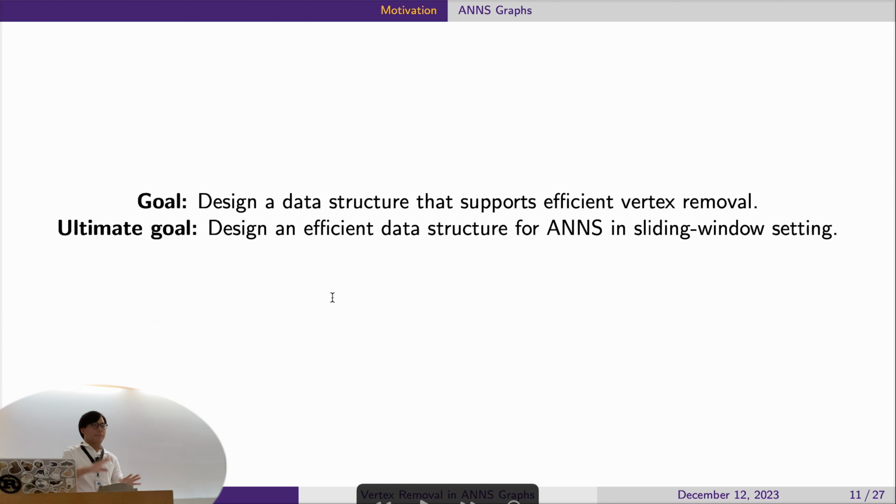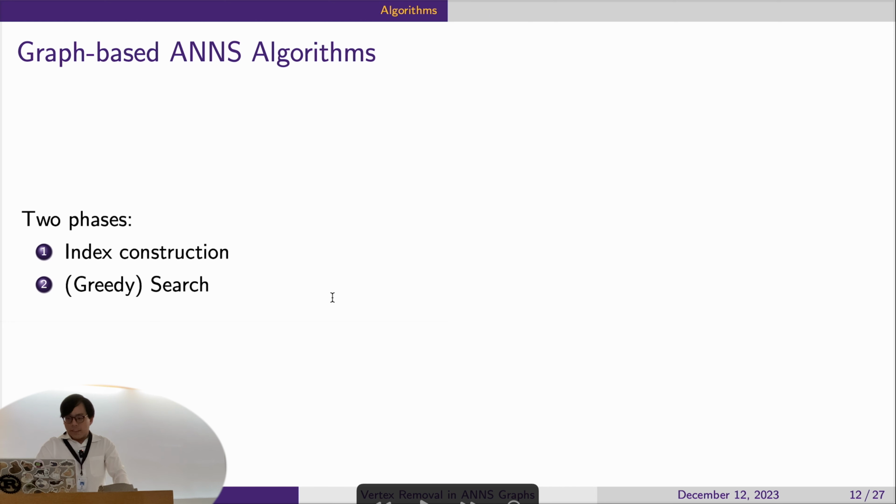But the ultimate goal of this entire project is to design an efficient data structure for ANNS application in the sliding window setting. So essentially, you keep n most recent points, and then if a new point comes in, you throw the oldest one out, or something along those lines. So that's for the motivations.